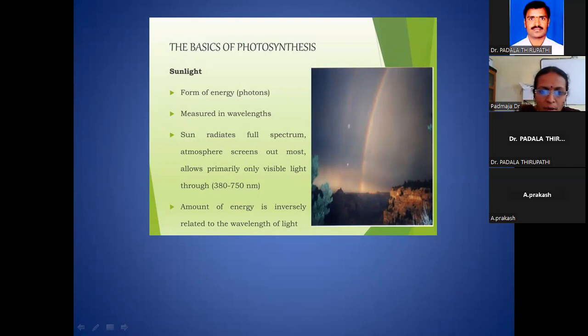So they may ask the question: how is the visible light wavelength, that is 380 to 750 nanometers, essential? This light is the only light essential for the plants to prepare the food materials. And the amount of energy is inversely related to the wavelength of the light. They may ask how the energy and the wavelength of light are related.